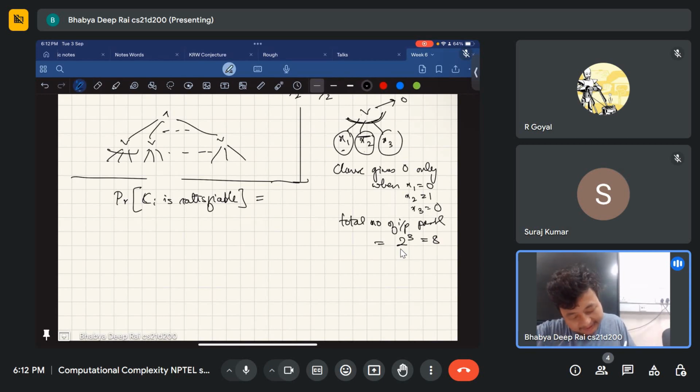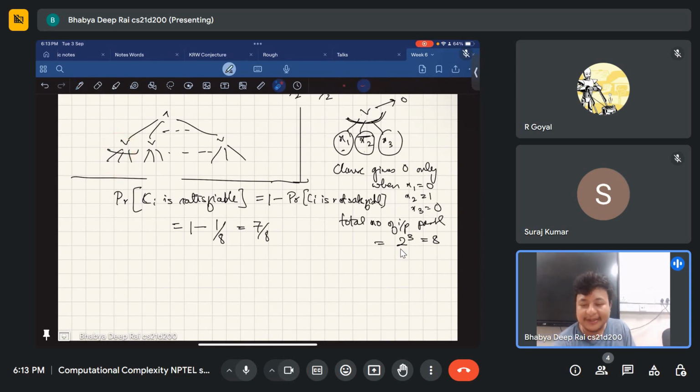So the probability that Ci is satisfiable is 1 minus the probability that Ci is not satisfiable, which is 1 minus 1 by 8, since 1 input out of 8 causes it to go to false. So the probability that Ci is satisfiable is 7 by 8. A clause is very highly satisfiable in that sense. This clause has 7 by 8 probability of getting satisfied, and so on and so forth.